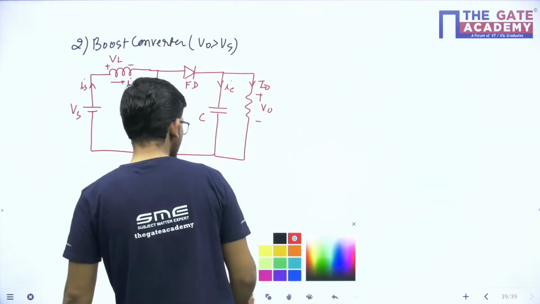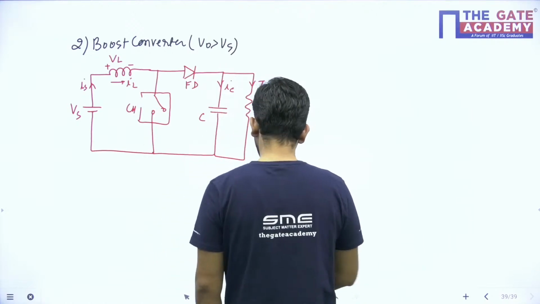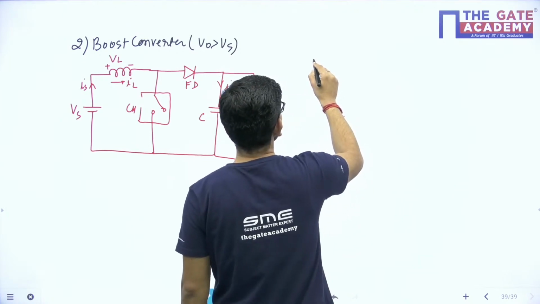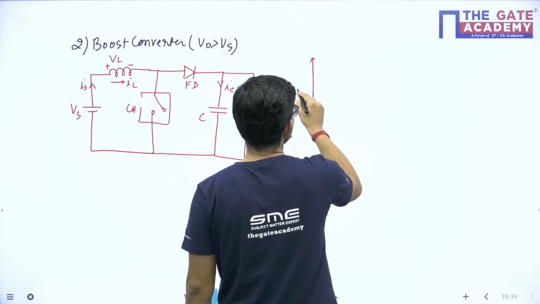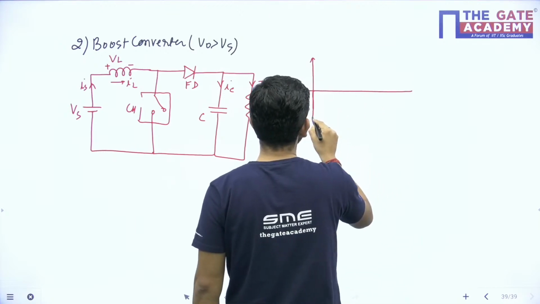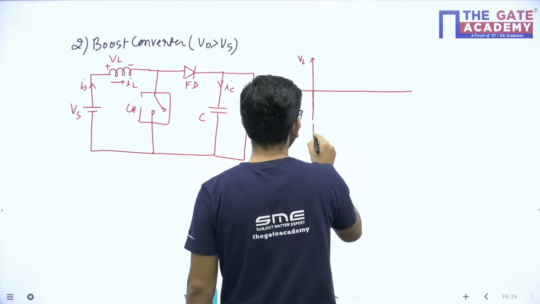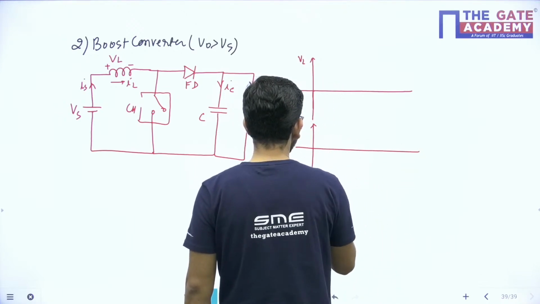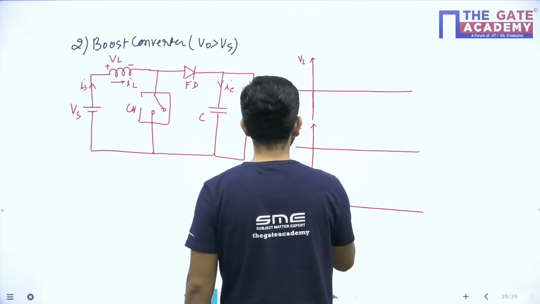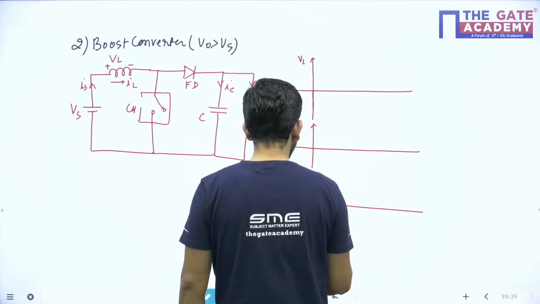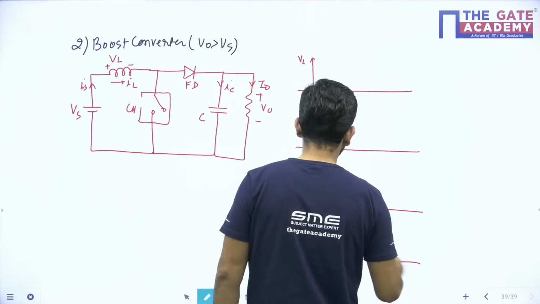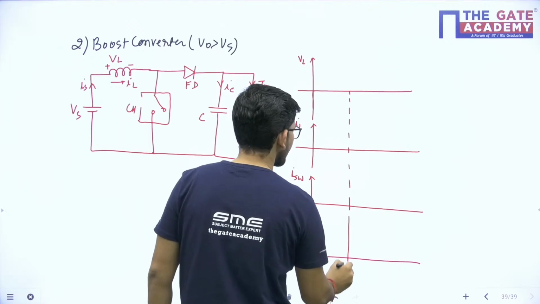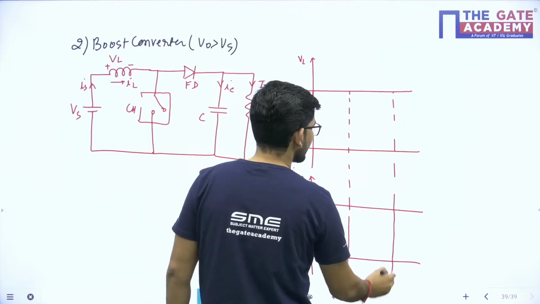Now see, what are the patterns of different waveforms? Just imagine, suppose this is VL, let us draw the waveform first. It is VL that we have. After VL, let me draw IL, and after that let me draw the switch current, and after that let me draw the diode current. Okay, let's suppose this is the on period and this is the off period that we have.